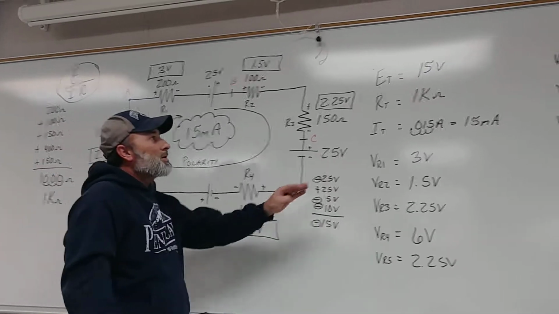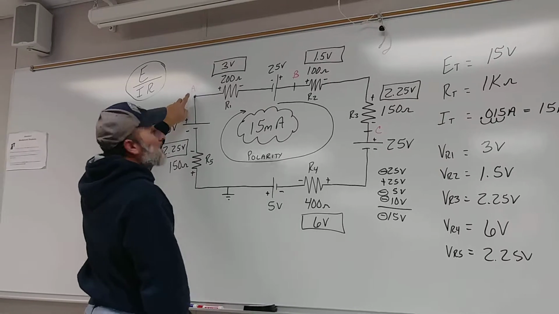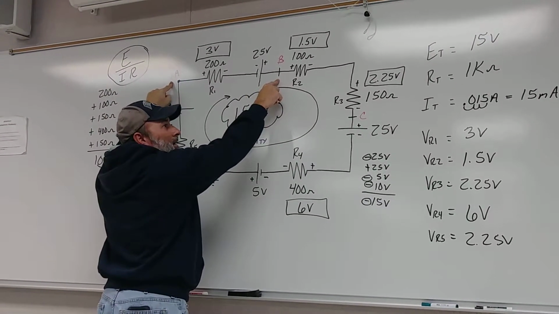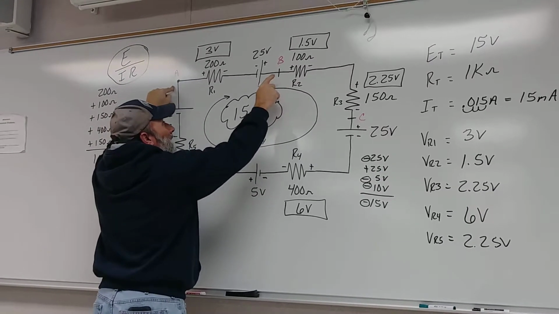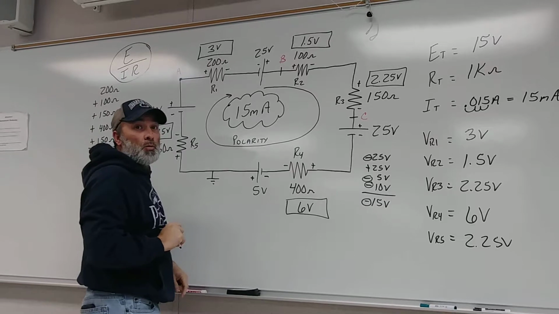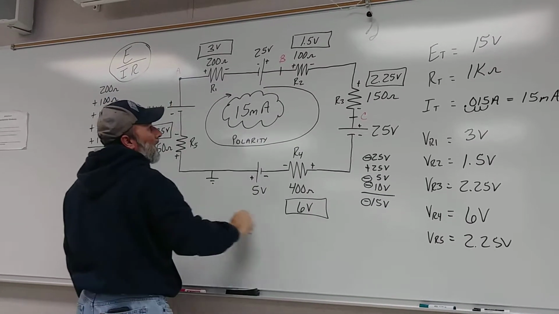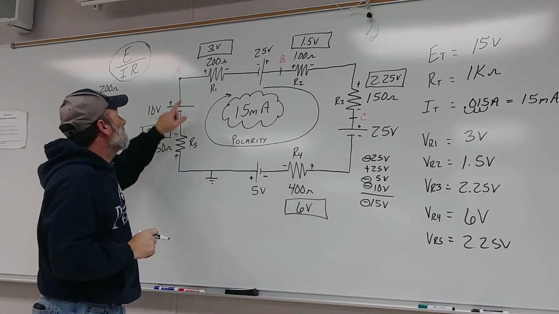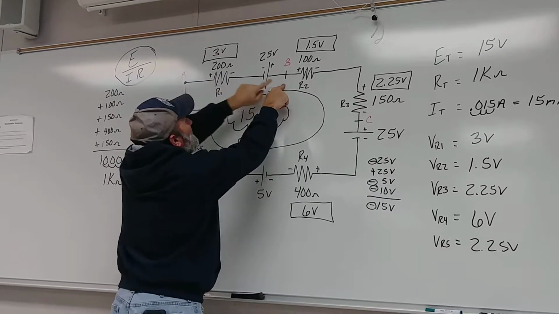So now I want to determine my voltage A to B. Now, the way I do that is I start at A and I go to B, and I algebraically add up all the voltages from A to B. It doesn't matter which way I go. I can go from A to B this way, or I can go from A around to B this way, and I should get the same answer. I'm going to pick the easy way to go, A to B.